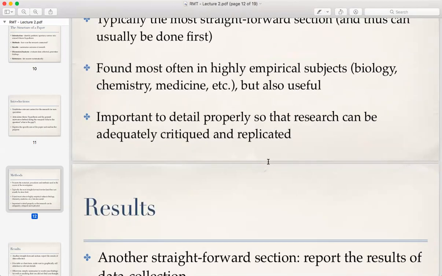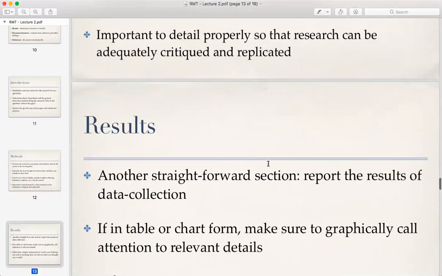And also, it's very important. This section is very important in terms of the philosophy of science, because part of what's very powerful about science is that people can replicate your work and see if you were right, if you did it the right way. So articulating exactly how you did it helps other people replicate your work. And that's a very big part of science.